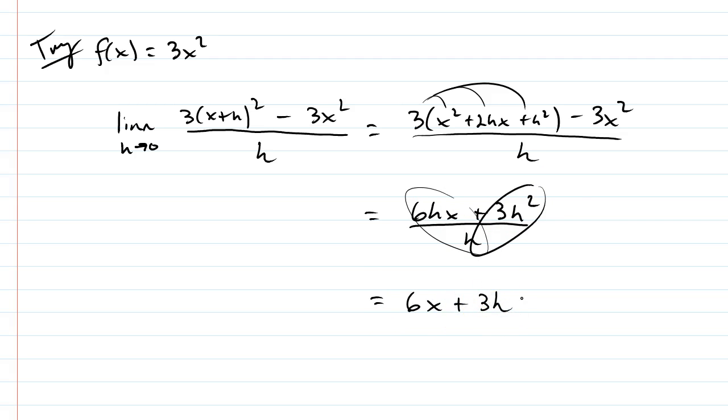Now we've gotten rid of the issue where if we plug in 0, we'd get 0 over 0. We've removed the removable discontinuity. So if h is 0, this would just be 6x. So if you ever need the slope on 3x squared, you can plug in the x value and that will just automatically give you the slope.